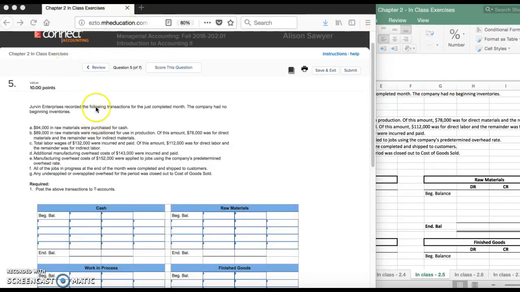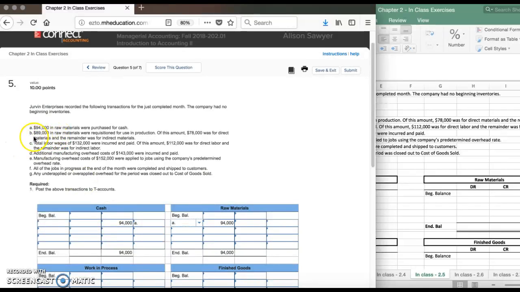So first thing we do is $94,000 in raw materials were purchased for cash. So for purchasing raw materials, we're going to increase it $94,000. So it's going to be a debit to raw materials, and we're going to put A because it's transaction A. And we're paying cash, so we are going to credit cash because cash has a natural debit balance, and we're going to decrease it. So that's A.